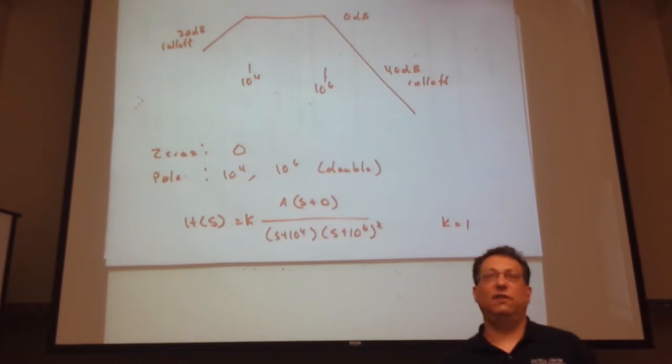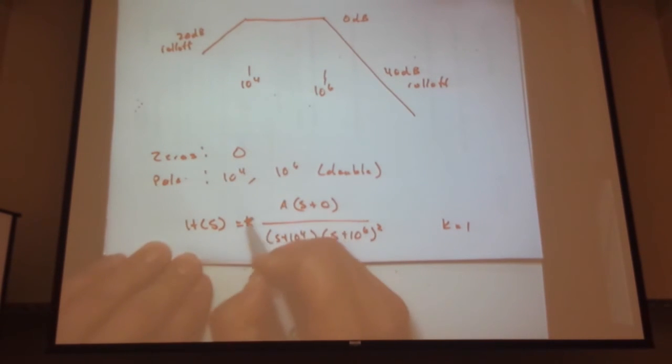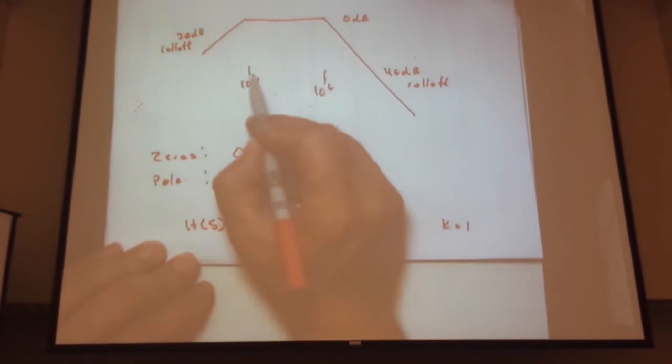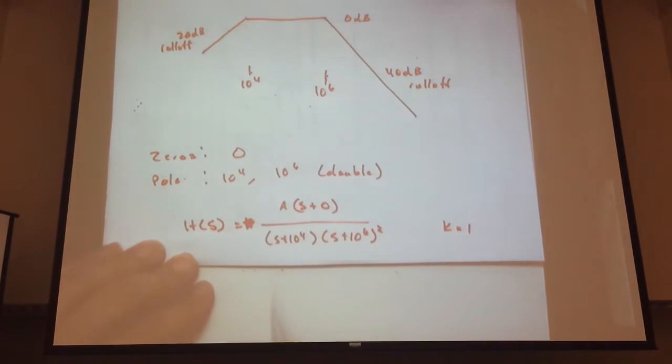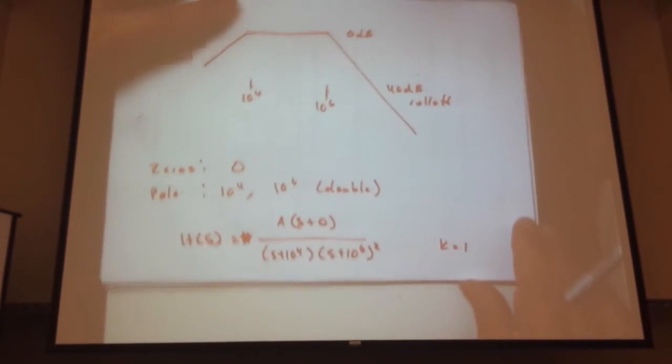What is that constant from? Well, it comes from part of the filter design. How do we find A? Well, if we look between 10 to the 4 and 10 to the 6, that's our pass band of 0 dB. H of s must be what in that region? It has to be 1.